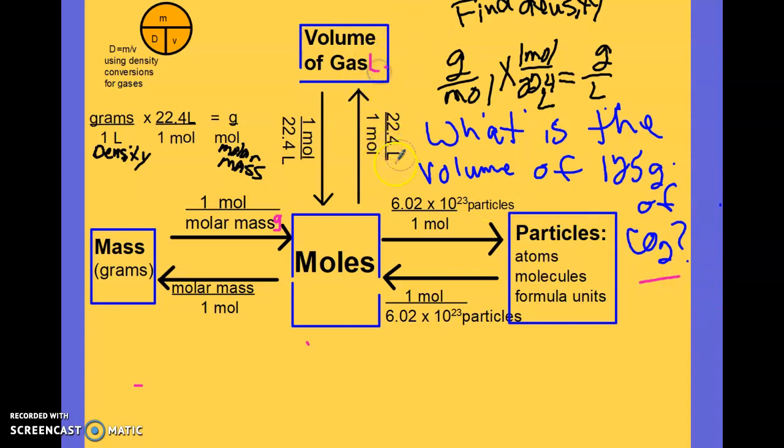This is always in liters, and I would know that if I looked at this conversion factor, liters per mole. So my path, I'm starting with grams of CO2. And I want to end up with liters, that volume.